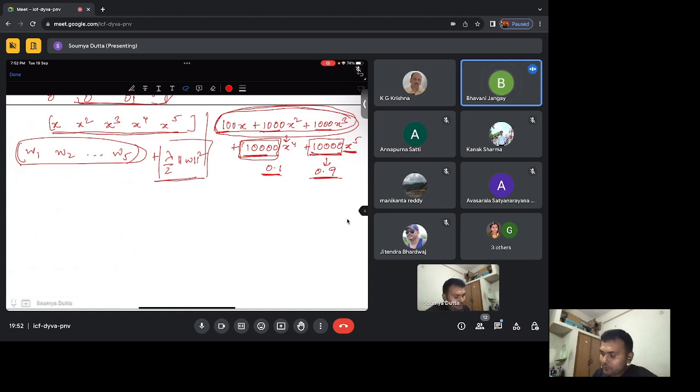Exactly. From the x to the power 5 polynomial, it has now reduced to x cubed. So it has approximately reduced my hypothesis space.